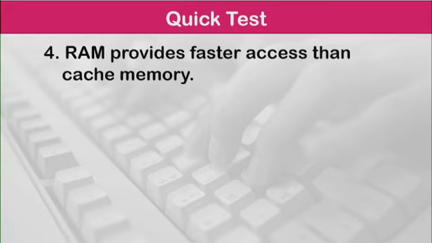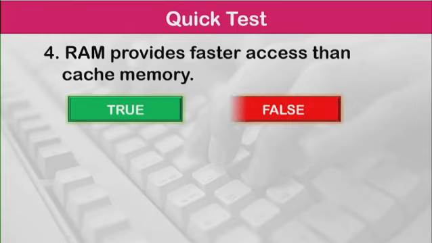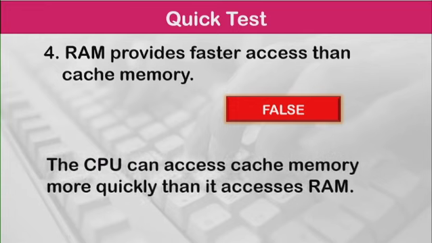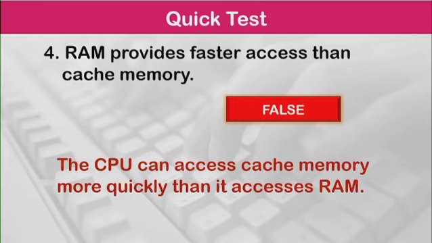Number 4. RAM provides faster access than cache memory. True or false? The answer is false. The CPU can access cache memory more quickly than it accesses RAM.